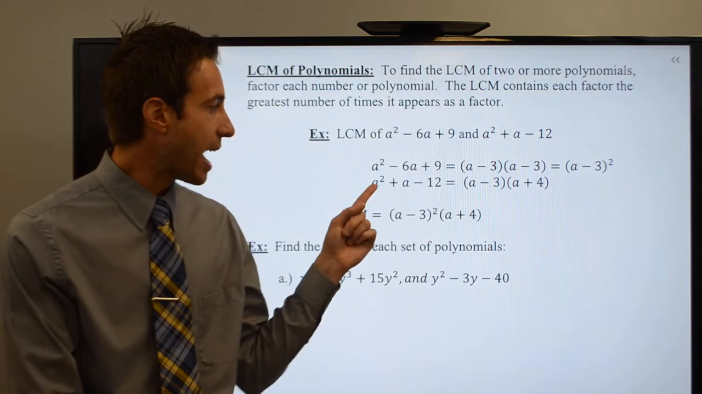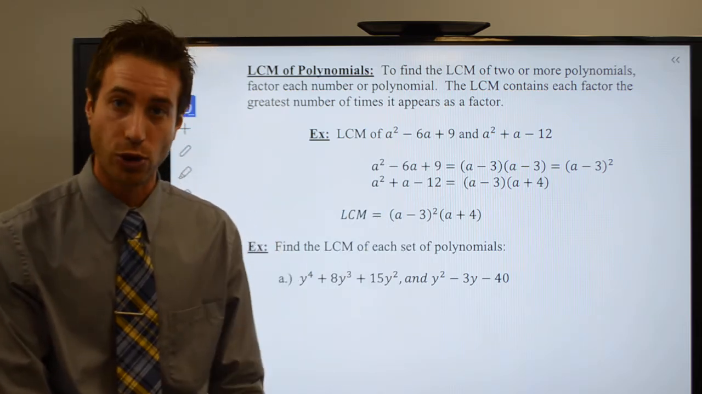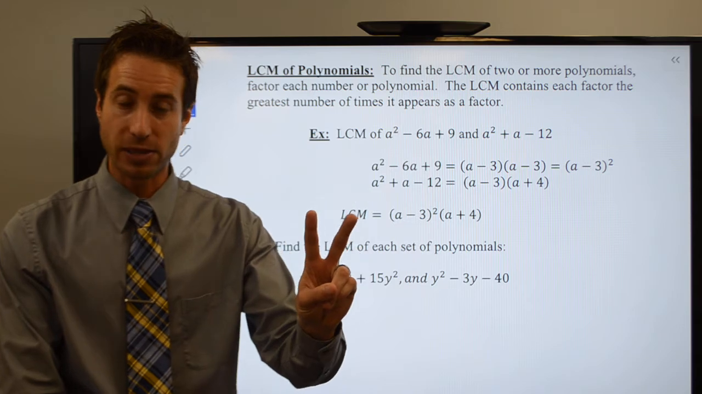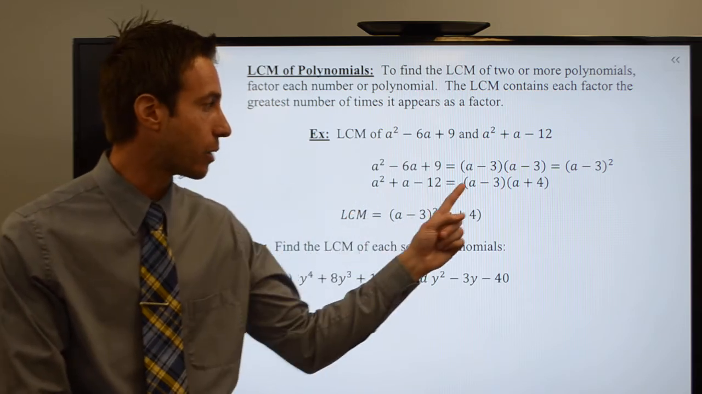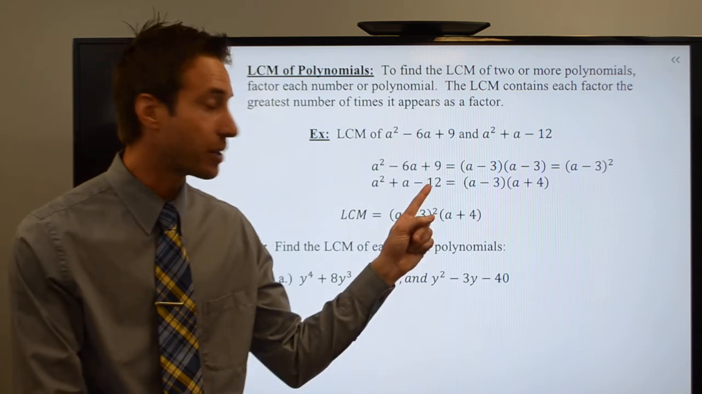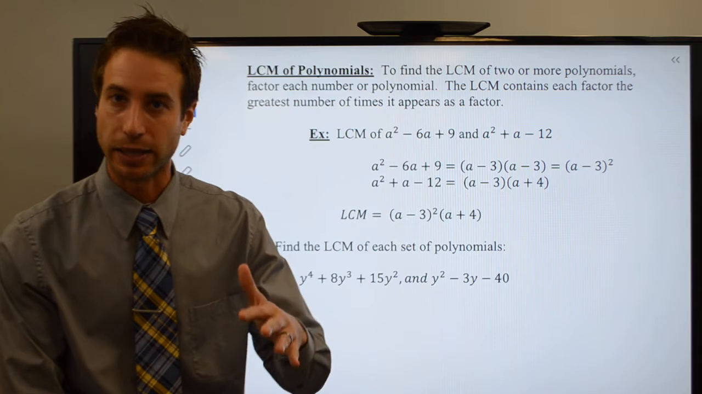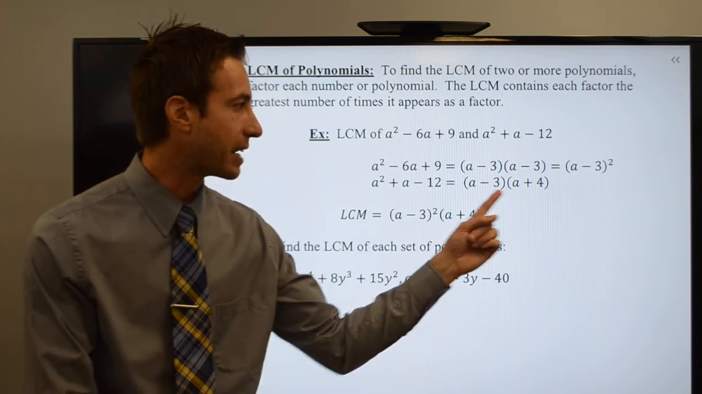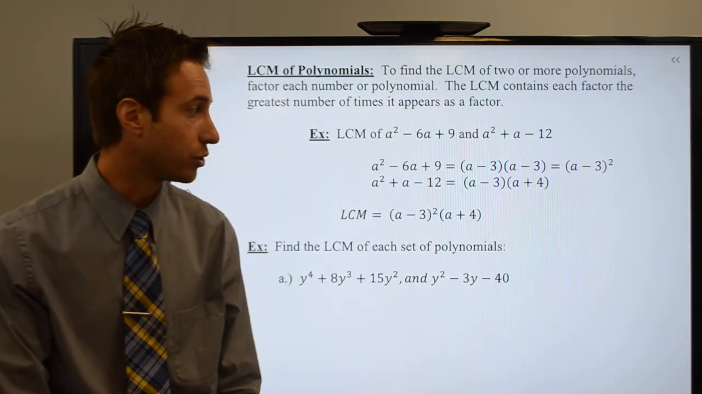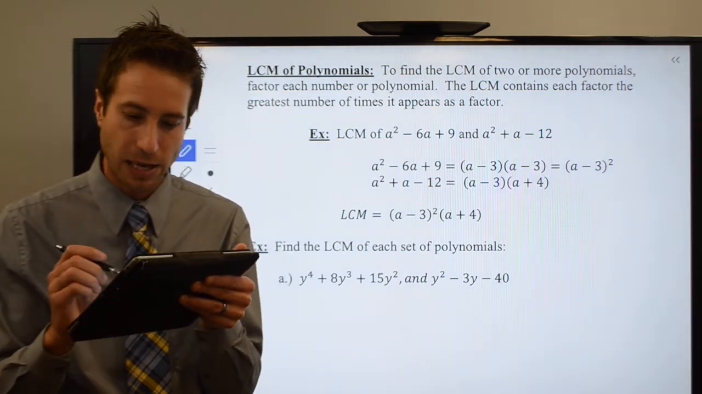This one, a squared plus a minus 12, 12 is not a perfect square, so this one's just a general trinomial. I need two numbers that multiply to a squared. Well, that's the easy bit, it's a and a. I need two numbers that multiply to a negative 12 but sum to a positive 1. Slightly trickier, but still not that bad. A minus 3 and a plus 4 will do it. Now, to find my LCM, I keep each factor the greatest number of times it appears.